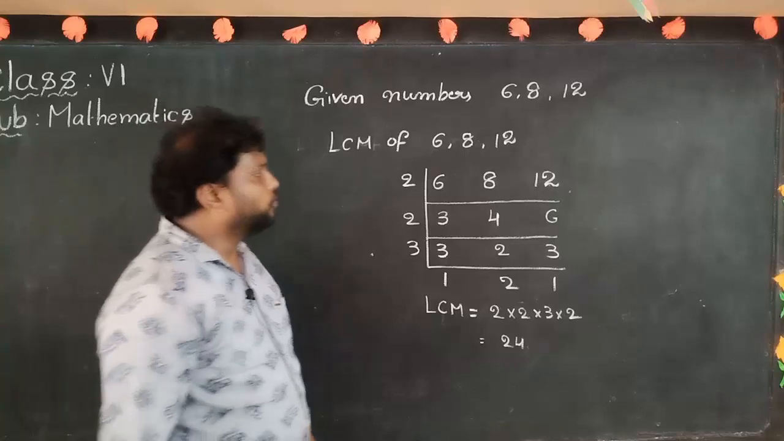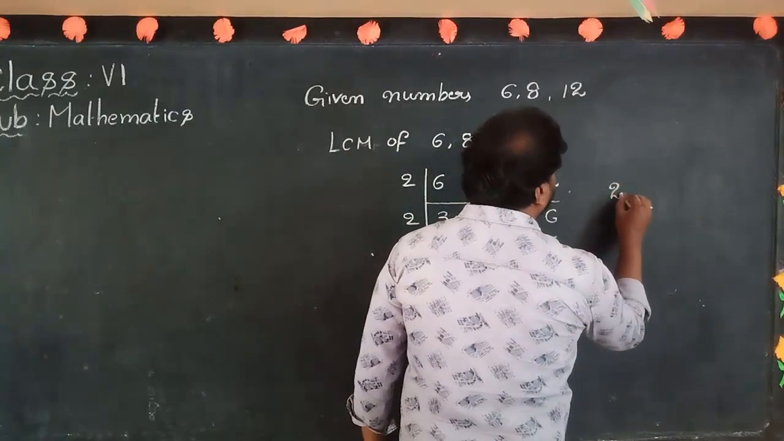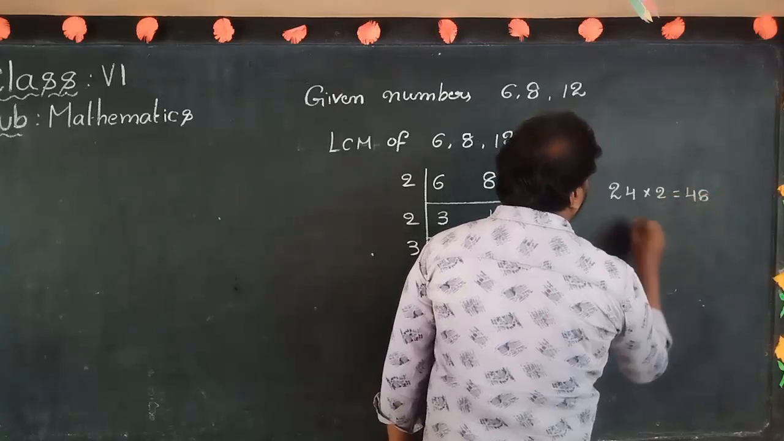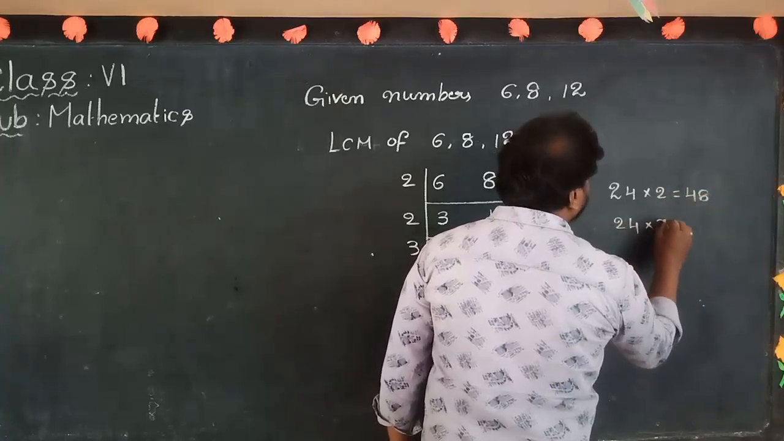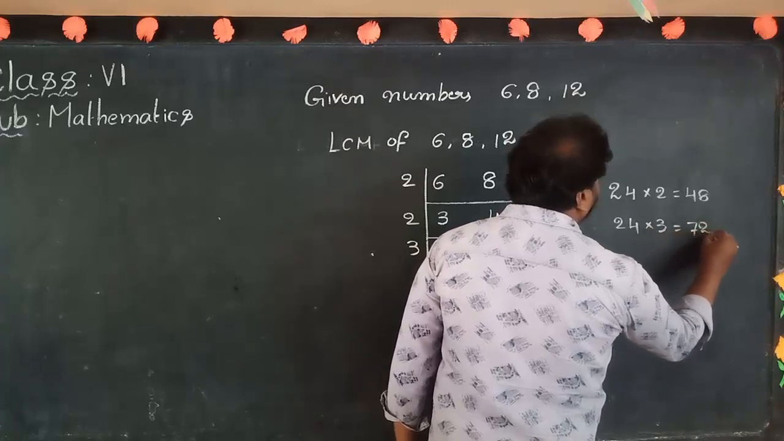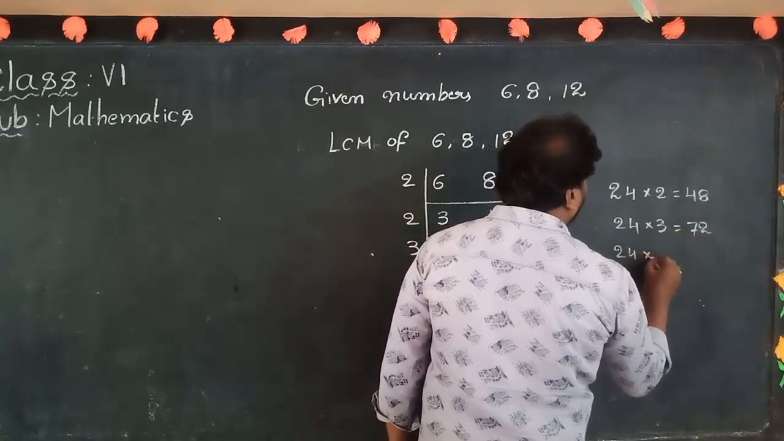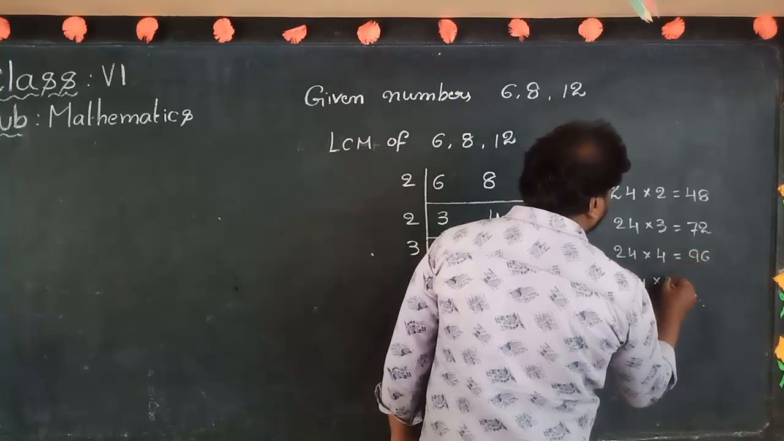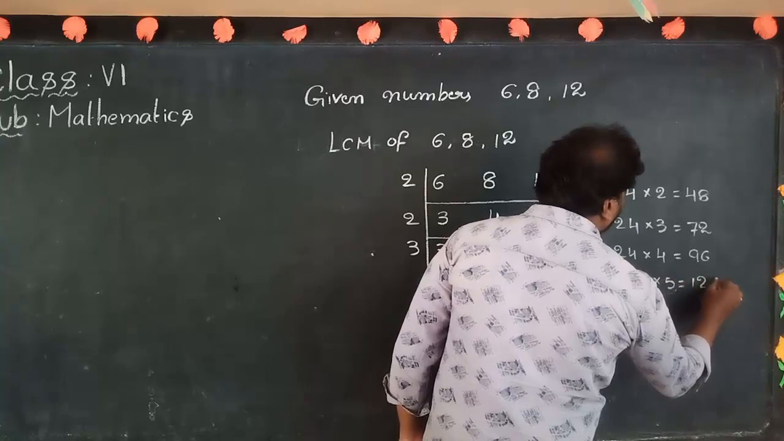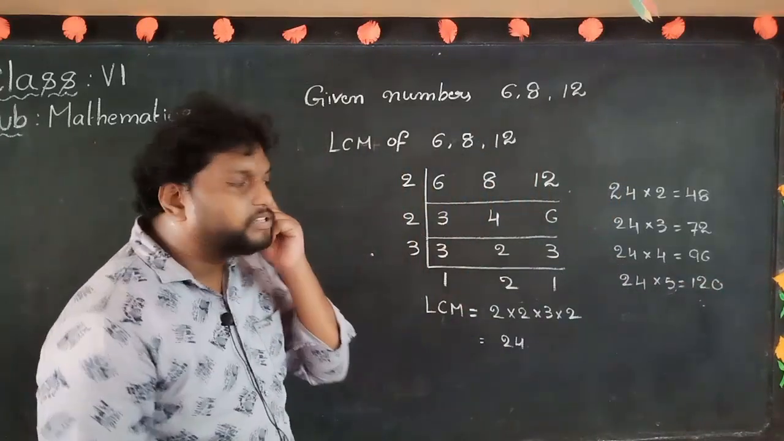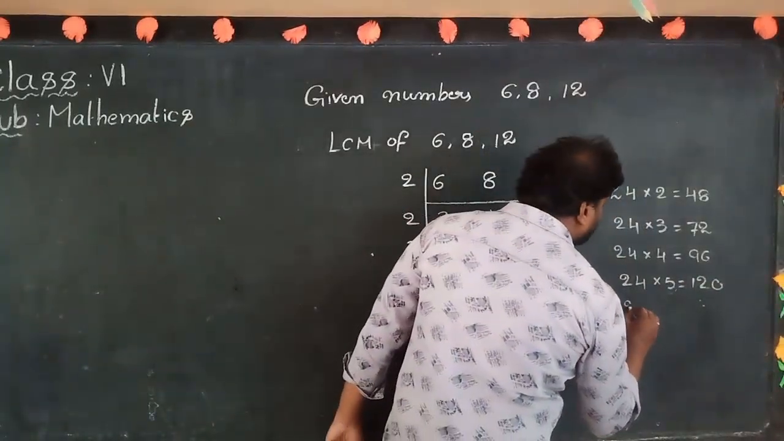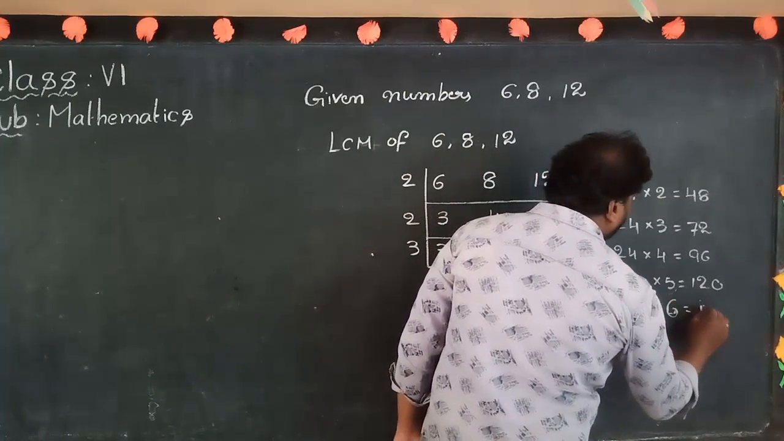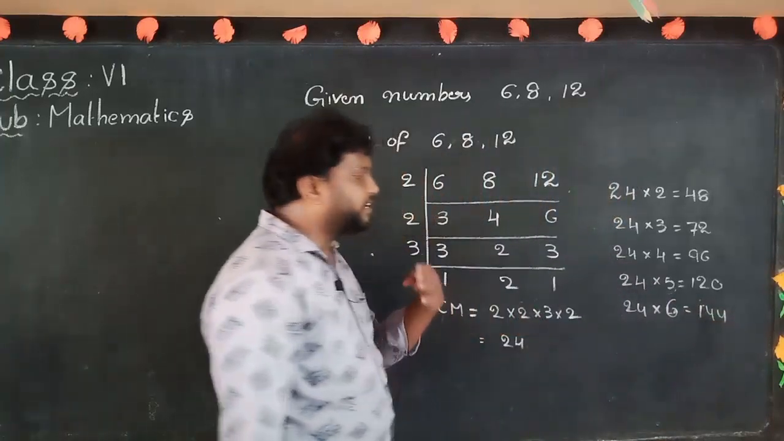Means 24, 2 times is 48. Then 24, 3 times is 72. And 24, 4 times is 96. And 24, 5 times is 120. Okay, 24 5 times is 120. In case 24 6 times, how much? 144 will be. Then 144 is also a 3-digit number.